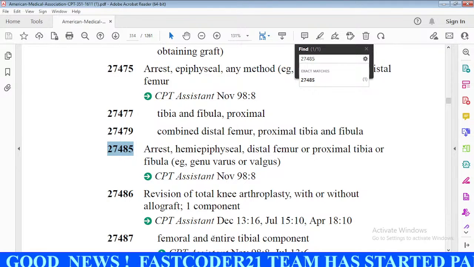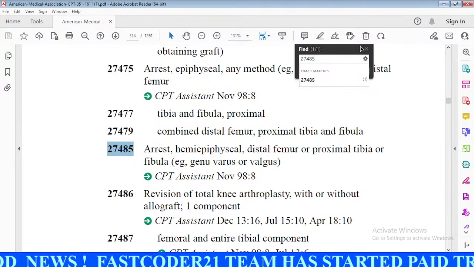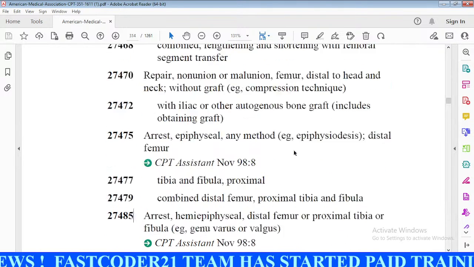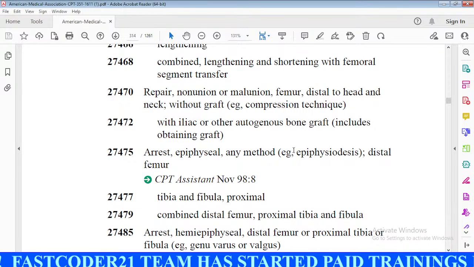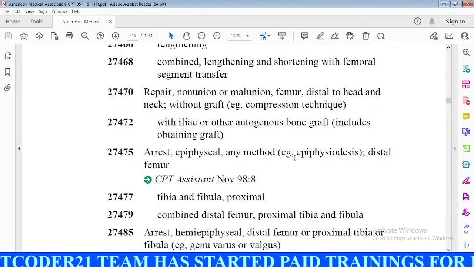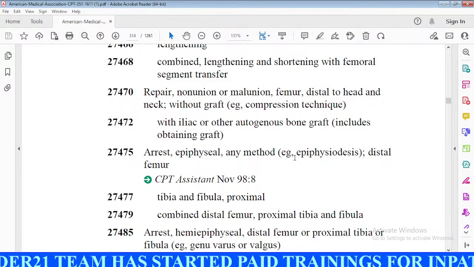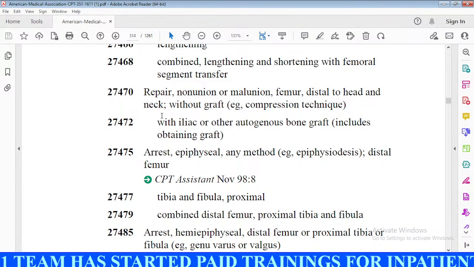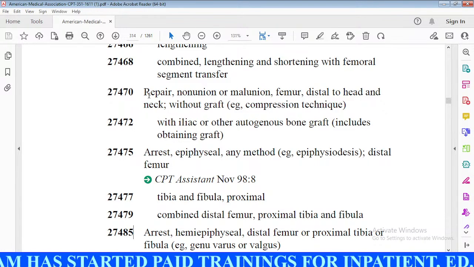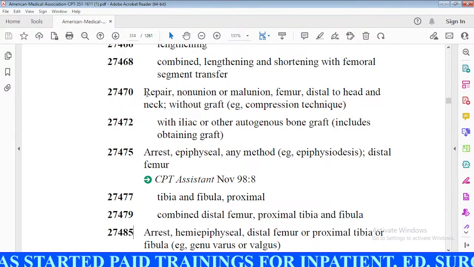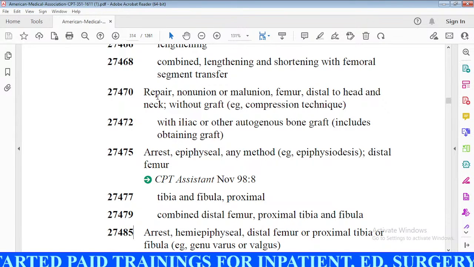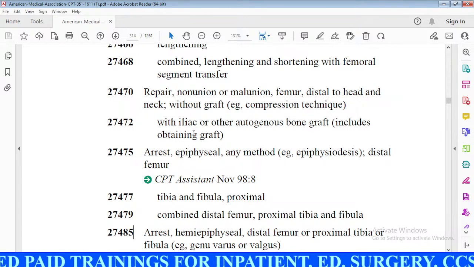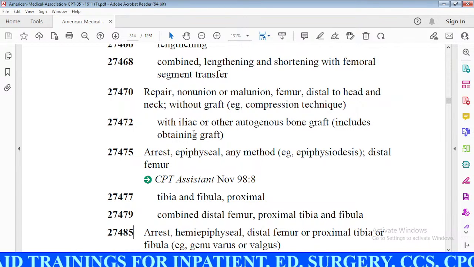Otherwise we can check 27470. What is that? All are side by side only, no worries. 27470 is repair of non-union or malunion of the femur distal to head and neck. So even our location is wrong. Here the physician performed hemi-epiphysiodesis, not repair. So 27470 is wrong.